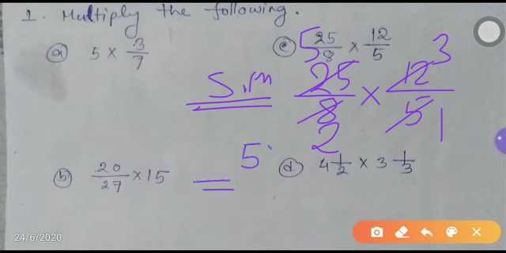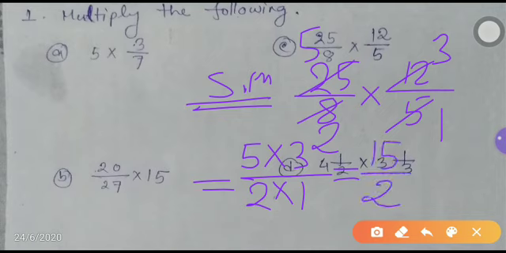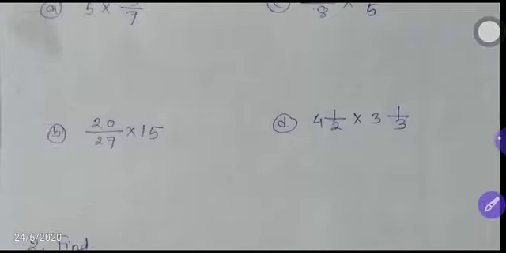Numerator 5 into 3, numerator will multiply, and 2 into 1, denominator will multiply, equal to 5 3s are 15 and 2 1s are 2. This one you have to write in mixed fraction. So 2 7s are 14, 1 will remain. Again the denominator is 2. This is our answer.